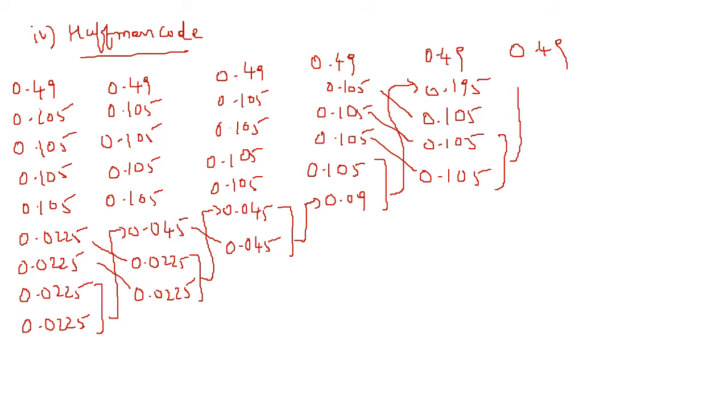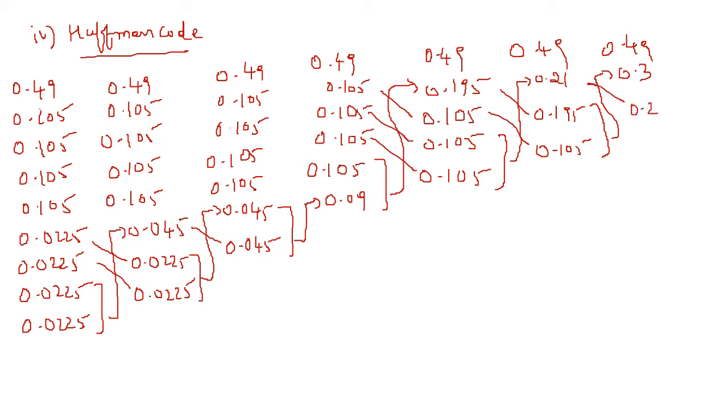So 0.49, this is 0.21. Next is 0.195, next value is 0.105. Next, add these two probability values, and you are going to get 0.3. So 0.49, this is 0.3, place it here. This 0.21, you put it here. Add these two probability values, and you are going to get 0.51 and 0.49.